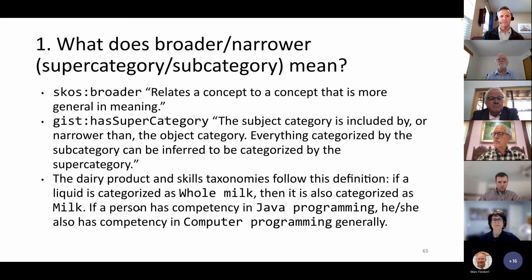I'll just take a minute to discuss this. So SKOS broader relates the concept to a concept more general in meaning. Has supercategory is a little more specific. Everything categorized by the subcategory can be inferred to be categorized with the supercategory, meaning whole milk is a type of milk. Anything that's whole milk is also milk, but anything that's Berlin is not Germany. It's only contained in, but that's not a real broader, narrower relationship.